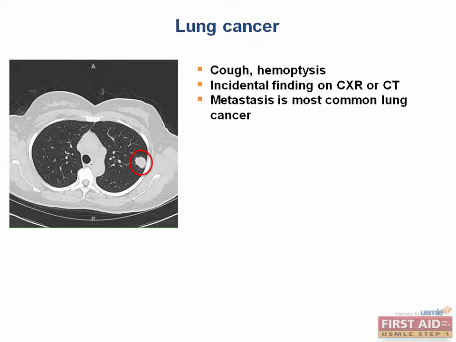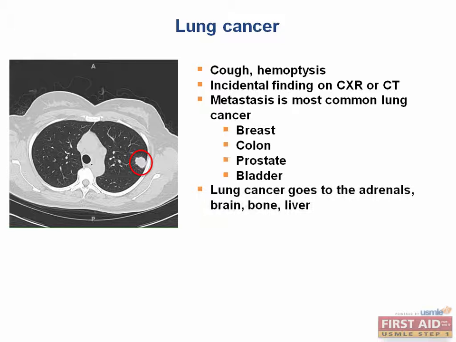Now, mets are typically coming from primary tumors in the breast, colon, prostate, and bladder. On the other hand, when primary lung cancer metastasizes, it most frequently goes to the adrenals, the brain, the bone, and the liver.